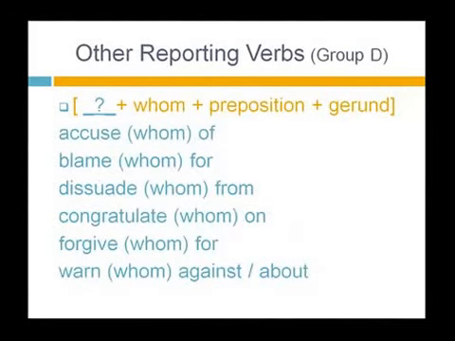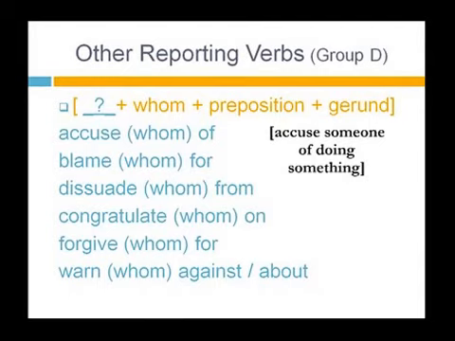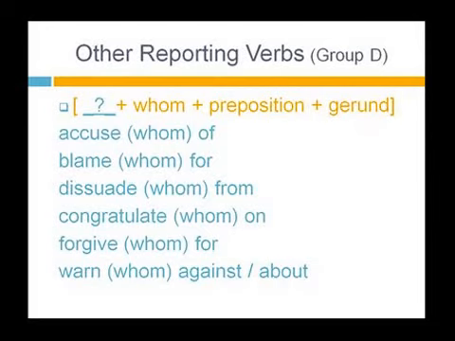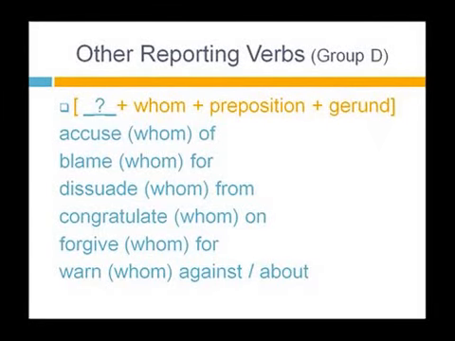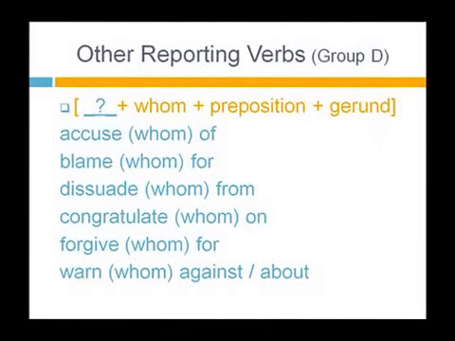In Group D, we have reporting verbs followed by an object, whom, followed by a preposition, followed by a gerund. For example, accuse someone of doing something. Other verbs in this group are blame, dissuade, congratulate, forgive, and warn. There are others. Again, these lists are not complete, but they're a good reference for you.